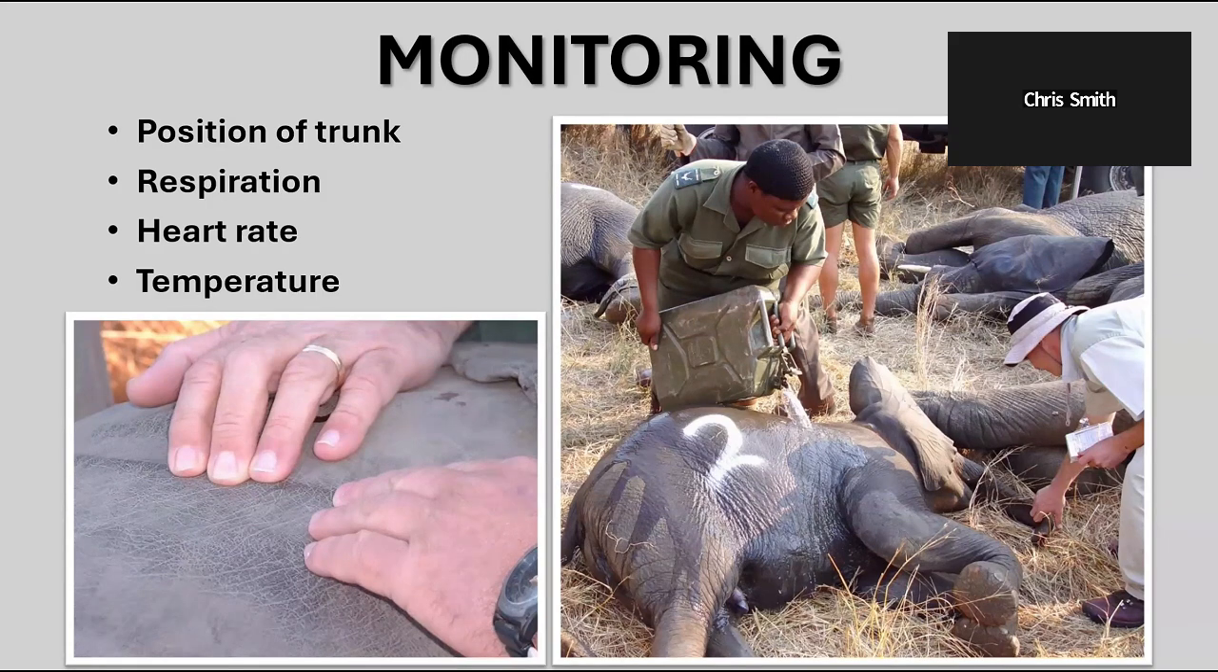So respiration is the most obvious thing to monitor. Heart rate: elephants are very difficult to auscultate. If you are lucky you might hear it on one of the younger ones, but there's generally so much noise around, particularly with trucks and people talking, that it's not worth it. They have really big arteries in the ear, so you can do pulse palpation very easily from just the ears.